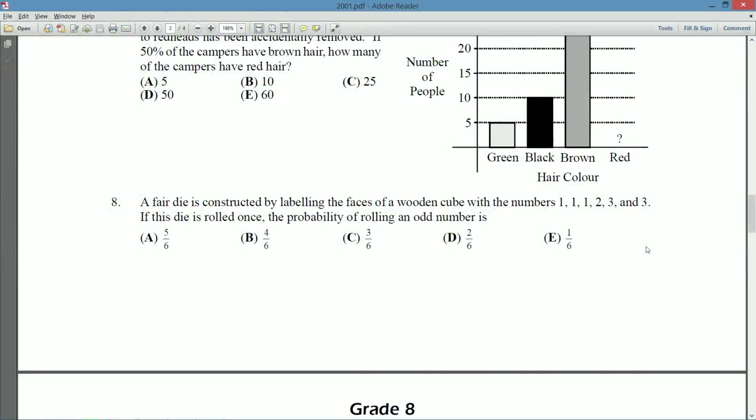We're on question 8, which states quite simply, a fair die is constructed by labeling the faces of a wooden cube with the numbers 1, 1, 1, 2, 3, and 3. If this die is rolled once, the probability of rolling an odd number is... Okay. So this is sort of your basic probability question.